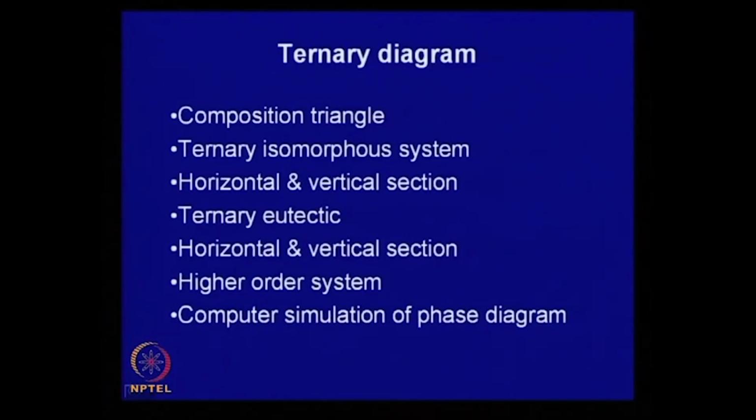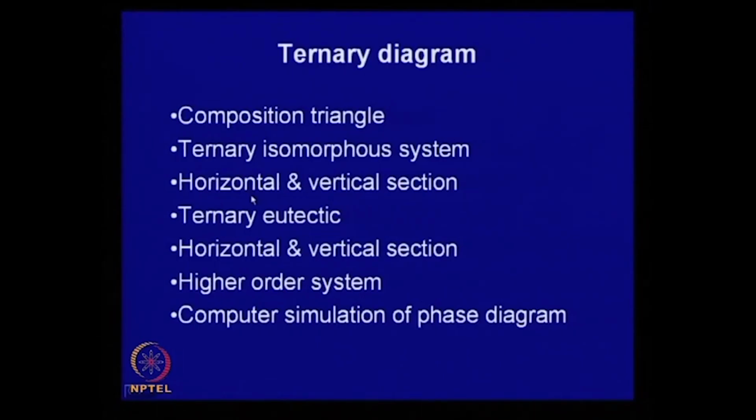And let us see what we are going to consider in this case. In a 2-dimensional space, the representation of composition was quite simple. We can construct the diagram easily, but when we go to the next higher order, we need to define a method of representing composition. We will talk about the composition triangle, how we represent composition in a ternary system. We will look at the ternary isomorphous system. We will look at some 2D representations of the ternary diagram.